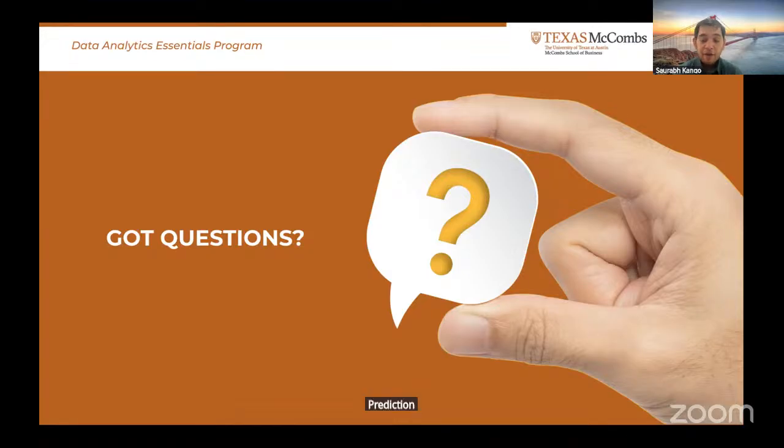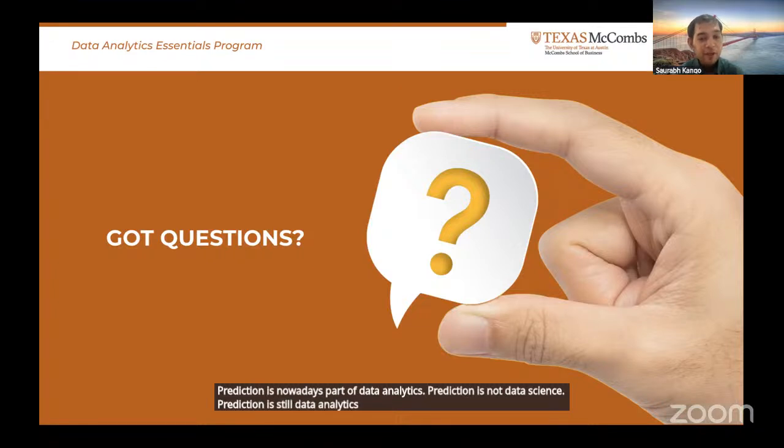Prediction is nowadays part of data analytics. Prediction is not data science. Prediction is still data analytics. If you are doing it on structured data, it is still part of data analytics.